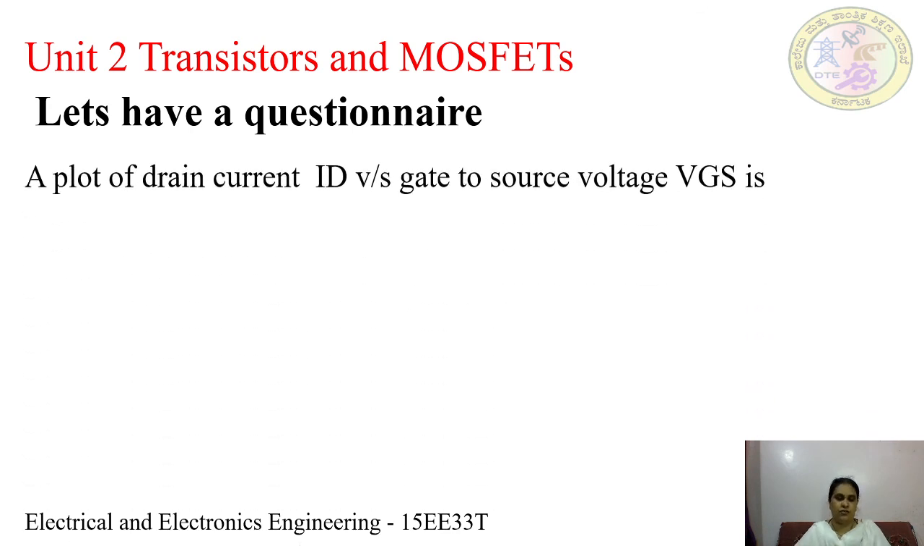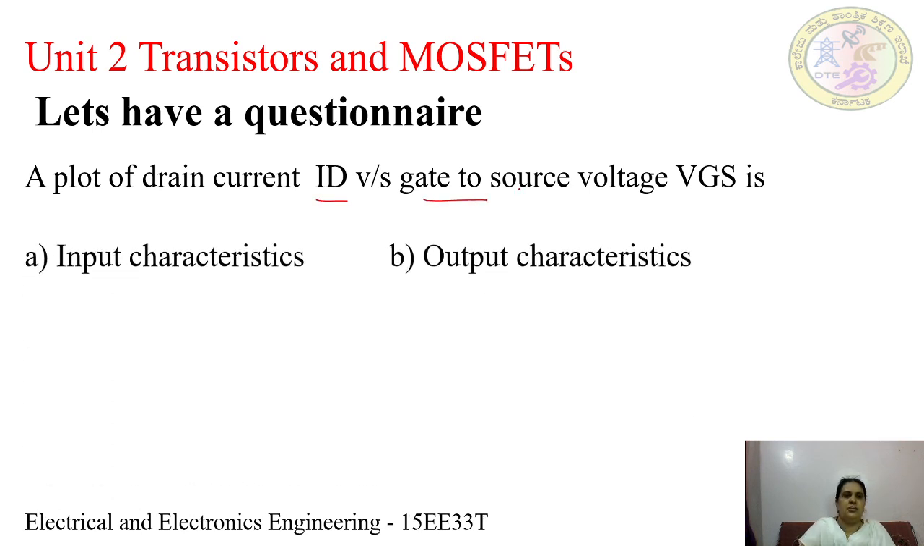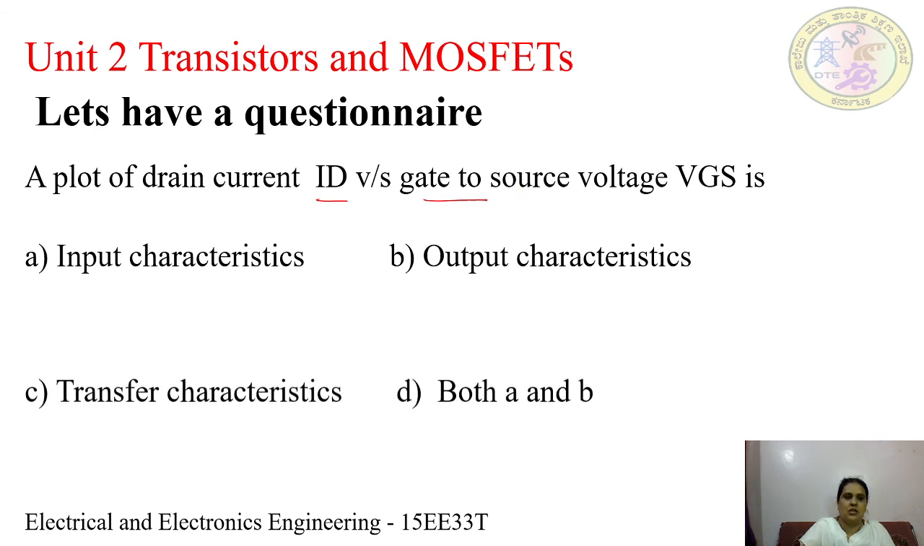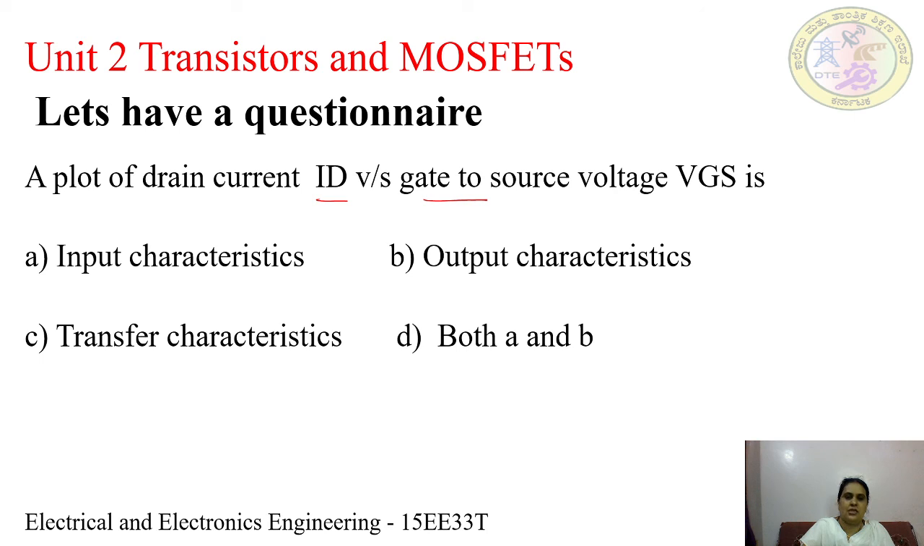The first question for you all is, a plot of ID versus VGS is what? Option A, input characteristics. Option B, output characteristics. Option C, transfer characteristics. And option D, both A and B. Take 2 to 3 seconds and think, what characteristics is ID versus VGS? Answer C, it is the transfer characteristics.